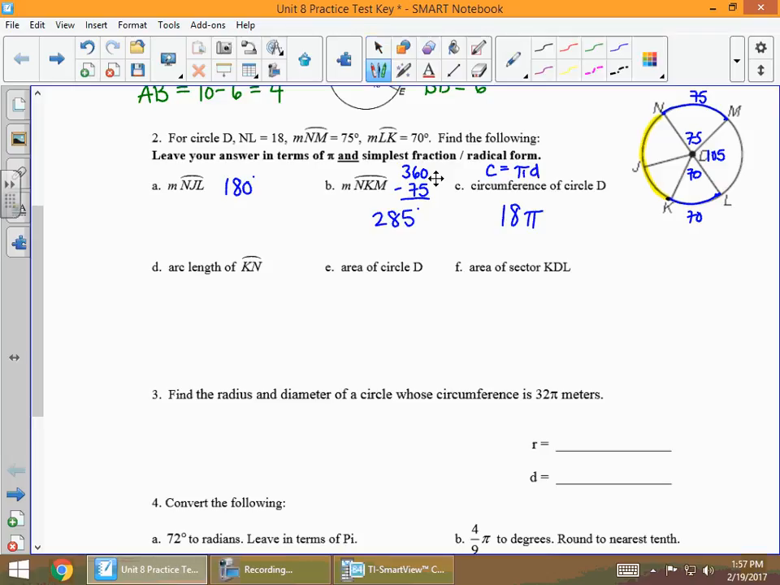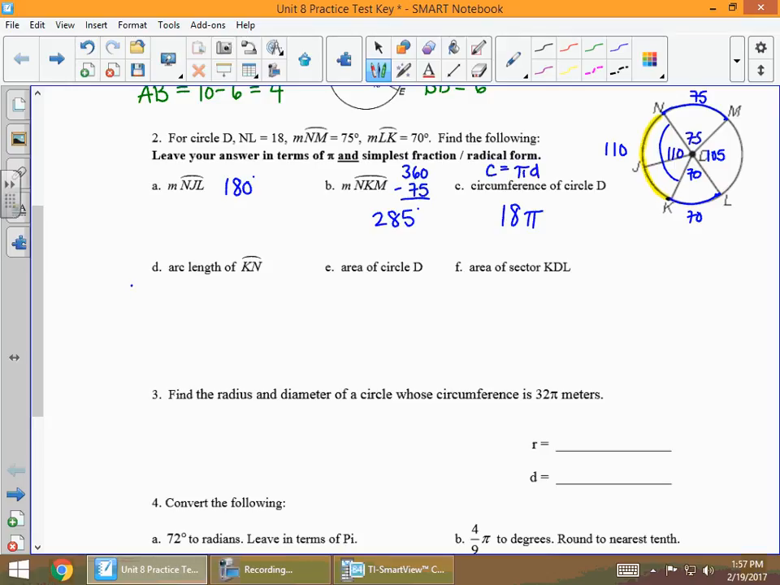for NJK. Well, NJK, this big angle down here is 180. And I can see that I already have 70 of it. So the rest of that angle, this angle right here, has to be the difference between 180 and 70, so it's 110. So this arc is 110 degrees in yellow.